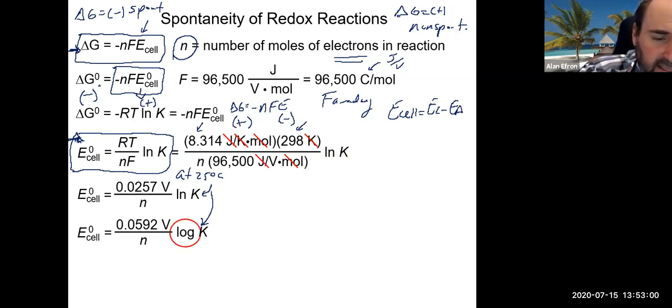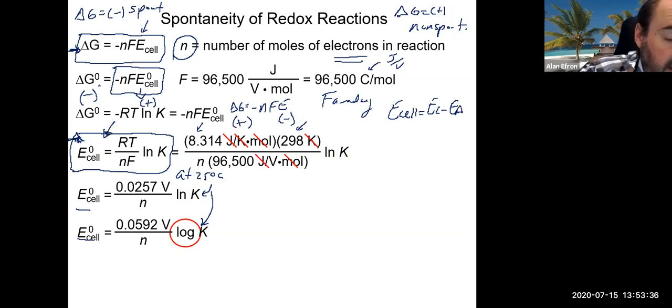One is, as you can see, the natural log of K, and that is 0.0257 volts over N. And the bottom one is the base 10 log, which is 0.0592 volts over N. You can use either one. They both will get you there. But again, you can only use those two on the bottom if you're at 25 degrees Celsius, which in a lot of cases is probably where you're at in terms of temperature. If you don't want to worry about these two on the bottom, you don't have to. It is basically this equation right here.